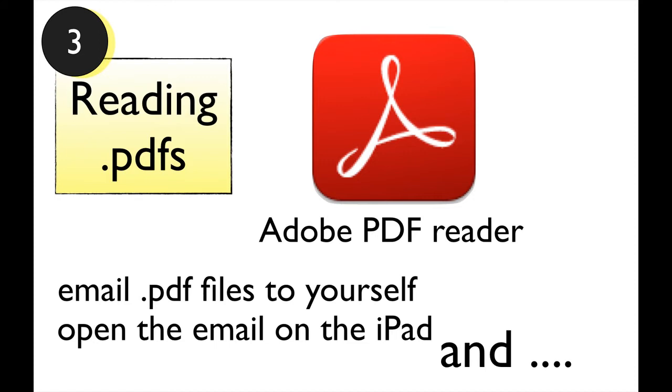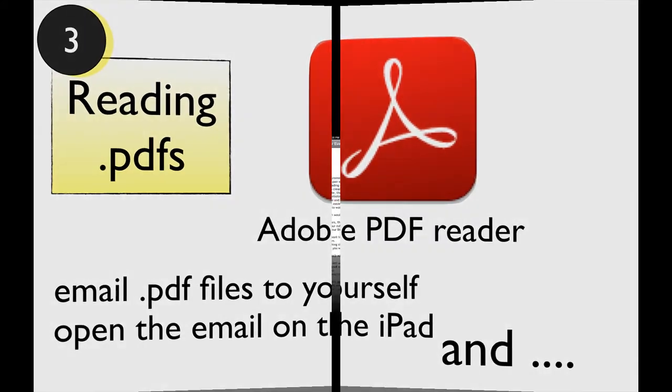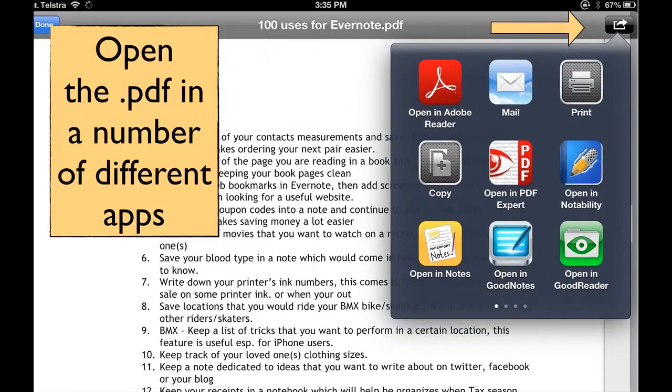You can always email PDF files to yourself, and then when you open that email on the iPad, you could then open it in a number of different apps. So this is an email, 100 uses for Evernote, which is a PDF file that I've emailed to myself. I've opened it in my email, so the actual PDF is open. And then on the top right, there's a little right-facing arrow, which if you click that, gives you a number of different apps that I have installed on my iPad that I can read that PDF in.